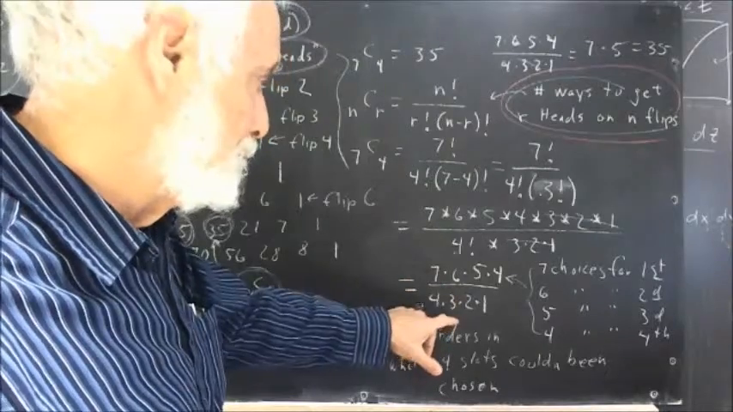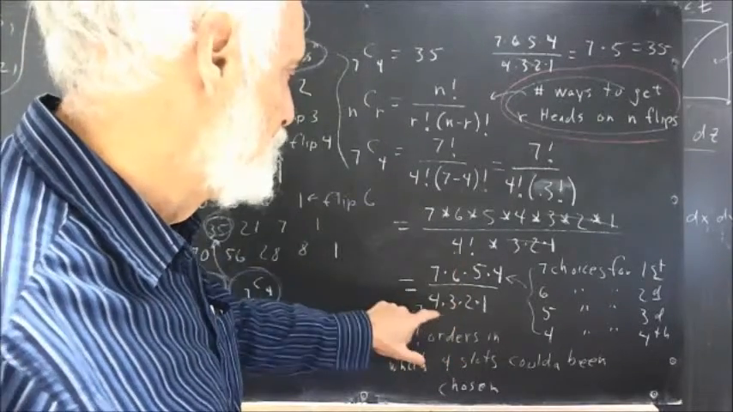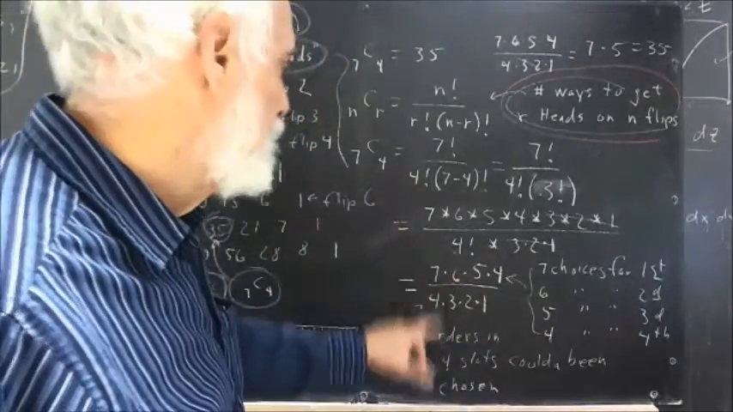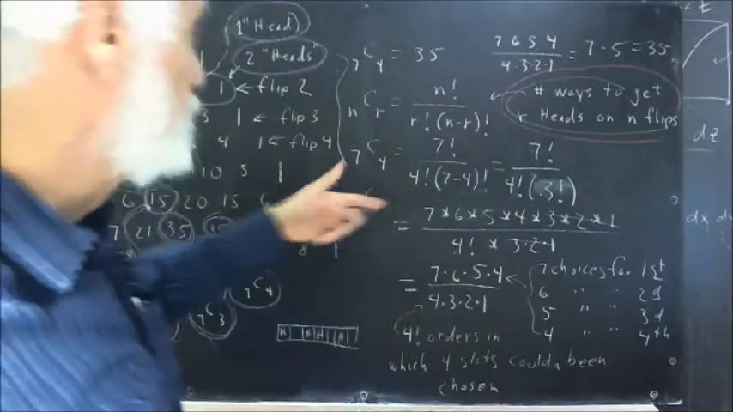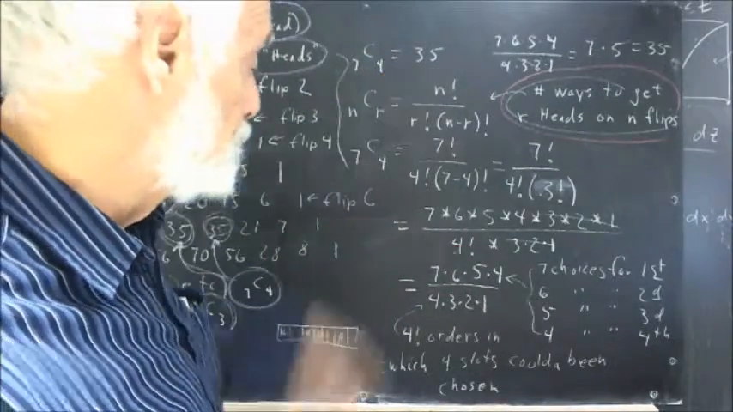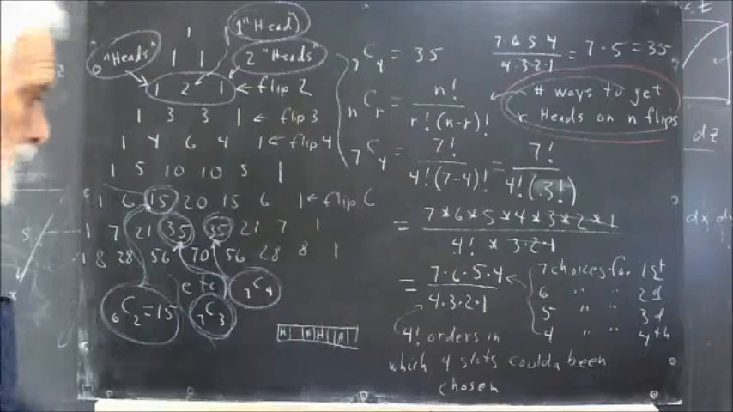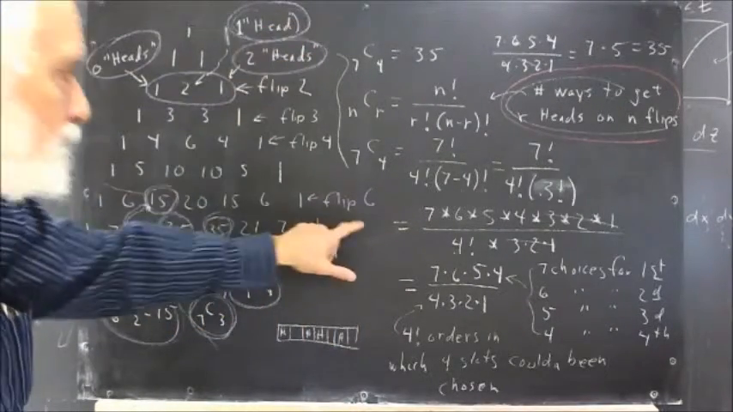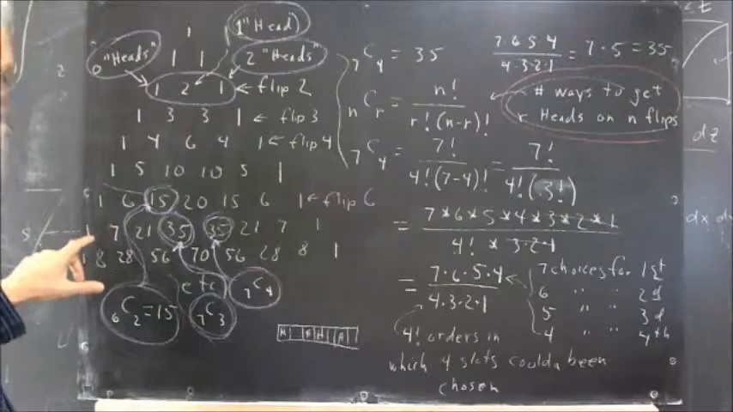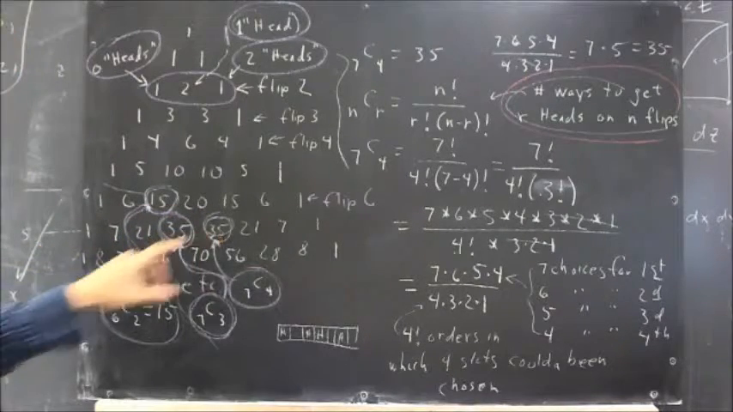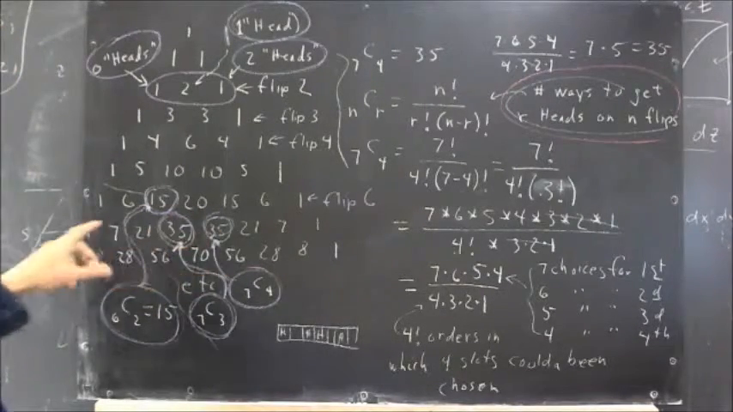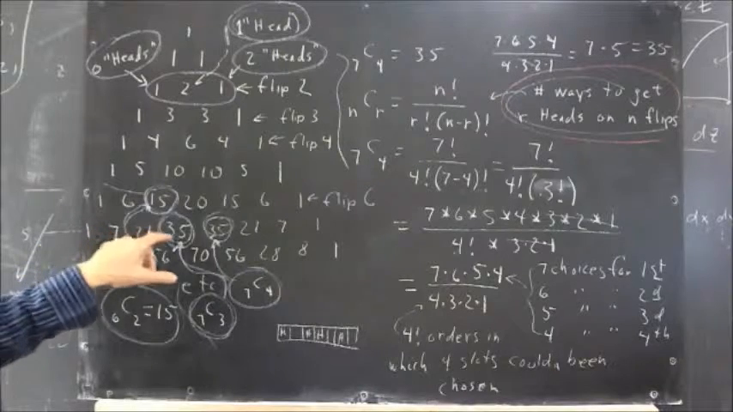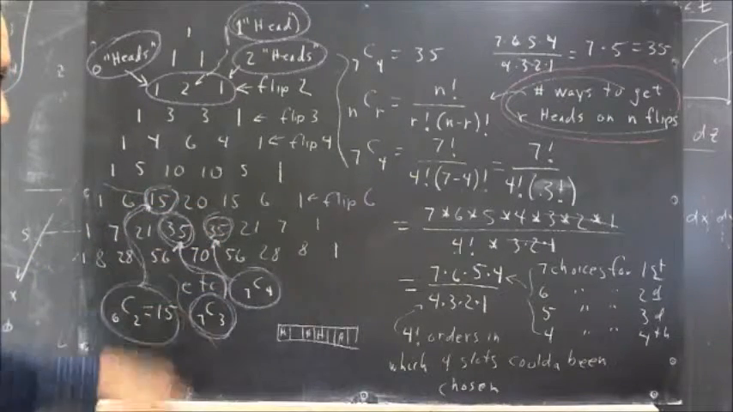We can see this easily. 3 times 2 is 6. 4 divides into 4, leaving us 7 times 5, or 35. So 7C4 equals 35. And that corresponds to the number in the 7-flip row in the 4 heads column, 4 heads place. Okay, 0, 1, 2, 3, 4 heads, 35.